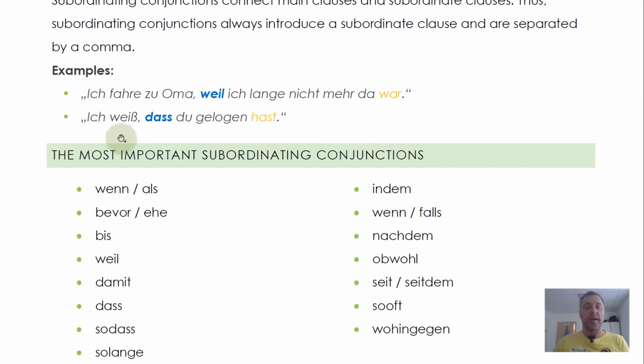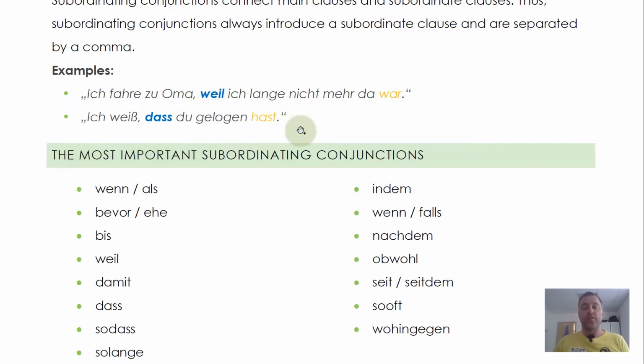So let's have a look at two examples here. Ich fahre zur Oma, weil ich lange nicht mehr da war. I'm going to grandma's, or drive to grandma's, because I wasn't there for a long time. So here, weil sends the verb to the very end of the sentence. This is a subordinate clause.